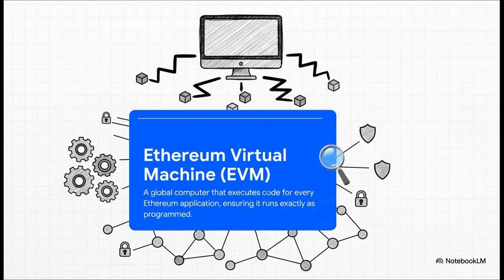The real magic that makes all of this possible is something called the Ethereum Virtual Machine, or the EVM. You can think of the EVM as the operating system for this world's computer. It's the engine that executes the code for every single application on the network, and it guarantees that they run exactly as they were written, with no downtime, no censorship, no interference.